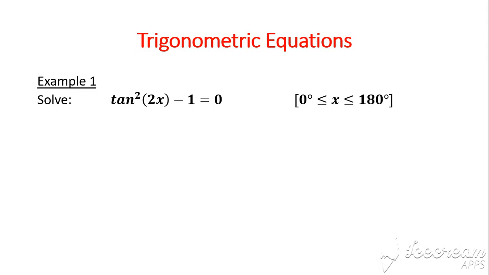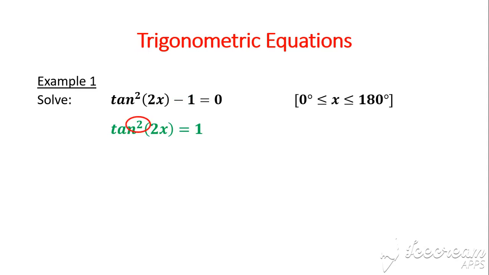So here's our first example. Tan squared of 2x minus 1 equal to 0. And we're going to find all solutions between x is 0 degrees and 180 degrees. Right, let's pop the negative 1 onto the other side to get tan squared of 2x equal to 1.